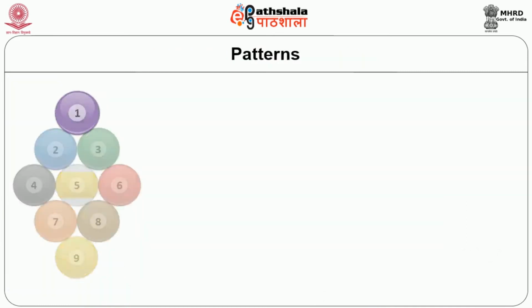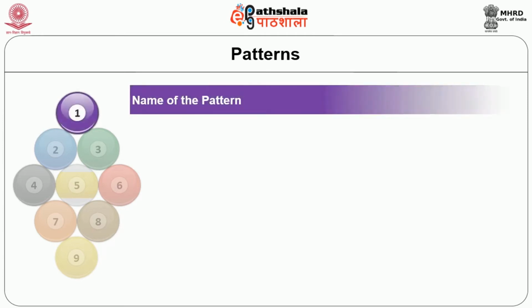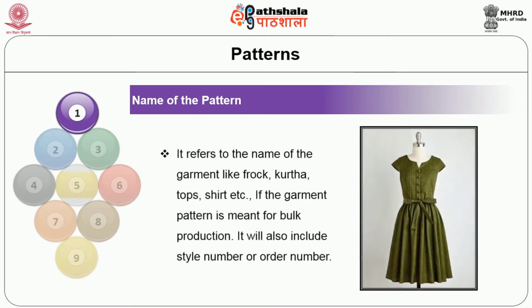And the next important one is that the patterns will have descriptions written on all the pattern pieces, and this is termed as pattern details. Let's now see what it is one by one. Number 1, name of the pattern. It refers to the name of the garment like frock, kurta, tops, shirt, etc. If the garment pattern is meant for bulk production, it will also include style number or order number.